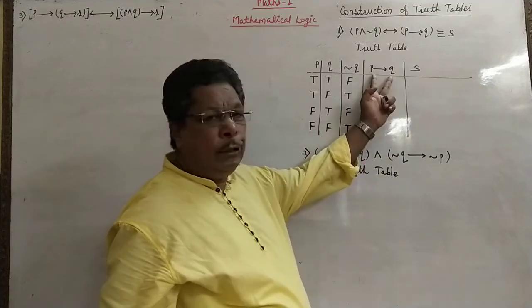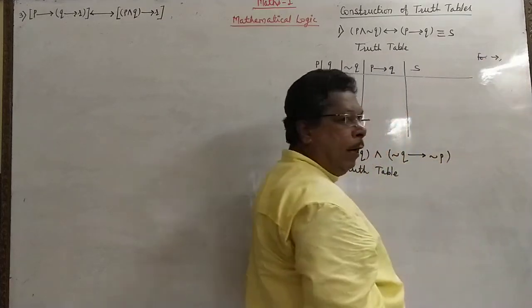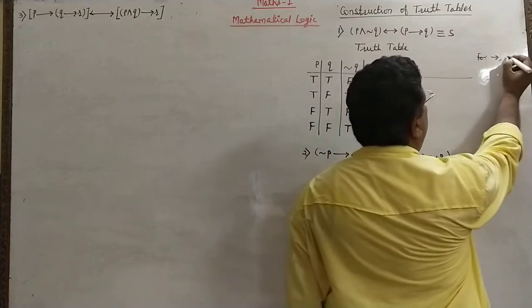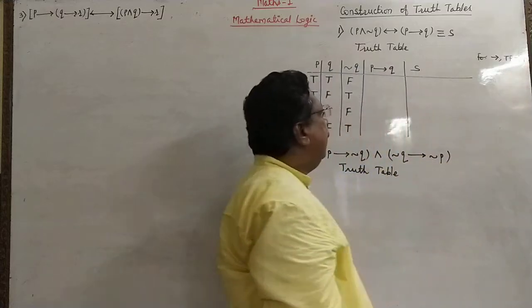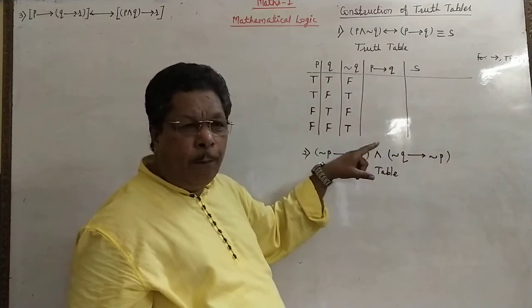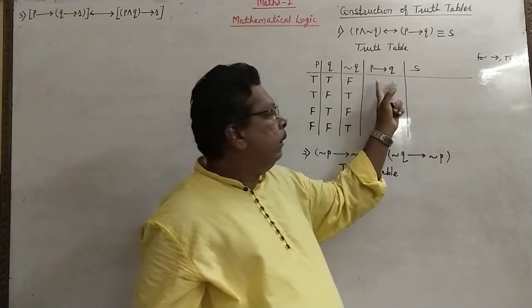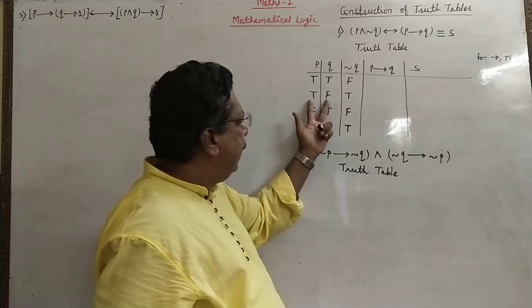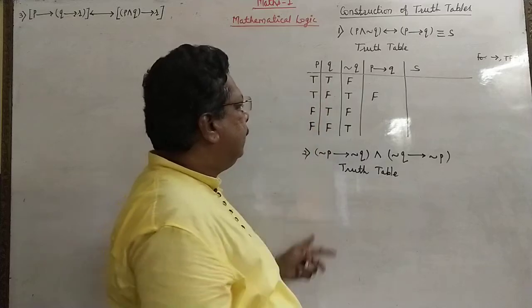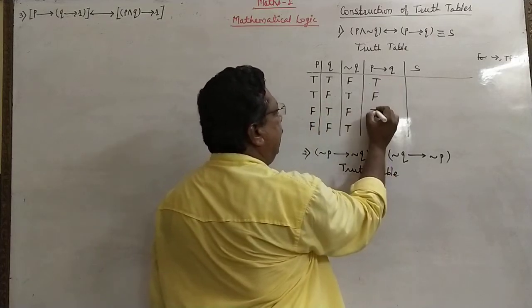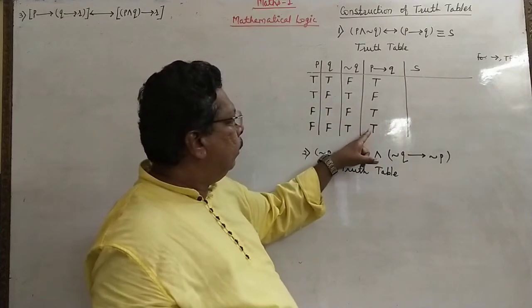Next column is P conditional Q. What is the condition for the connective if then? For conditional, requirement is first true, second false, then it is false. It means P is true and Q is false, then the conditional P conditional Q is false. This condition is satisfied in the second case, TF. Second one is false, and in all the remaining cases it is true. Such condition is not satisfied anywhere else. Therefore, second one is false and remaining are true.